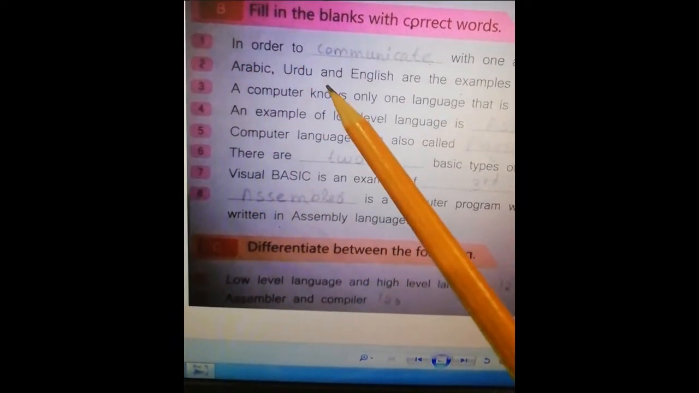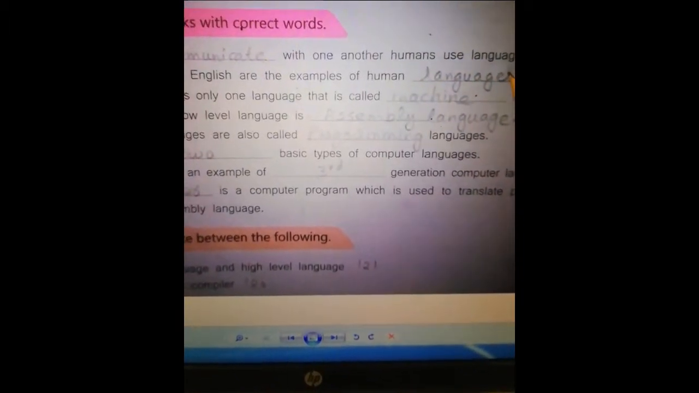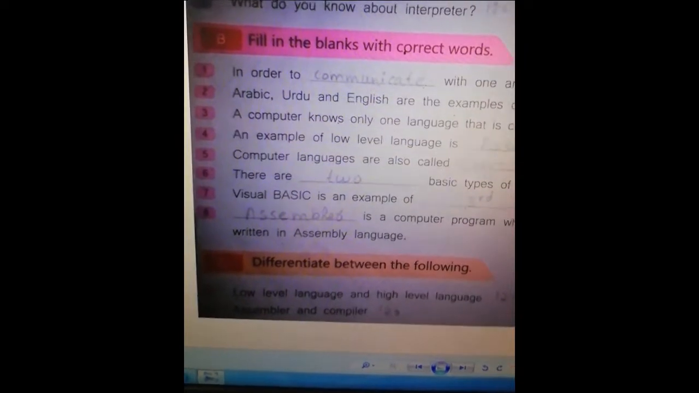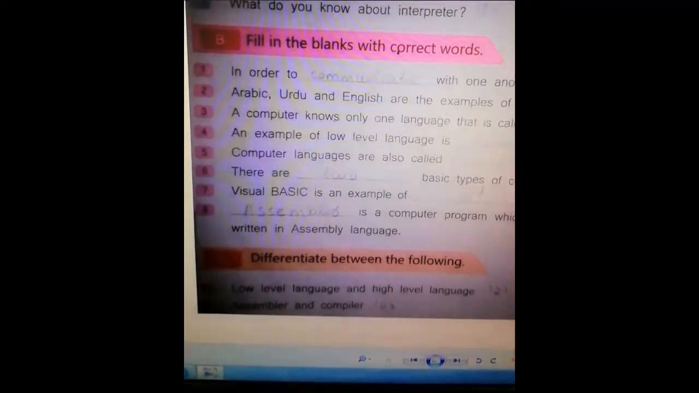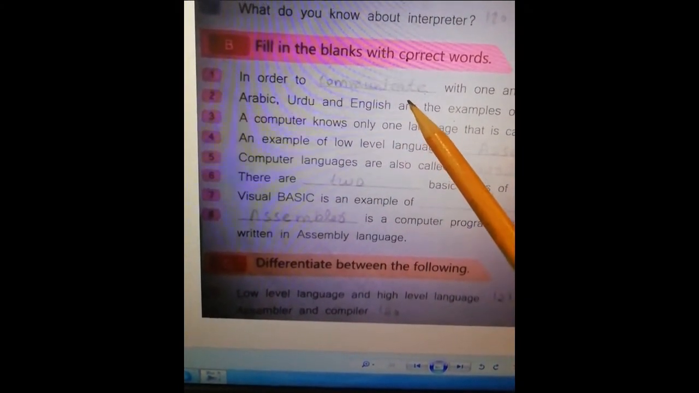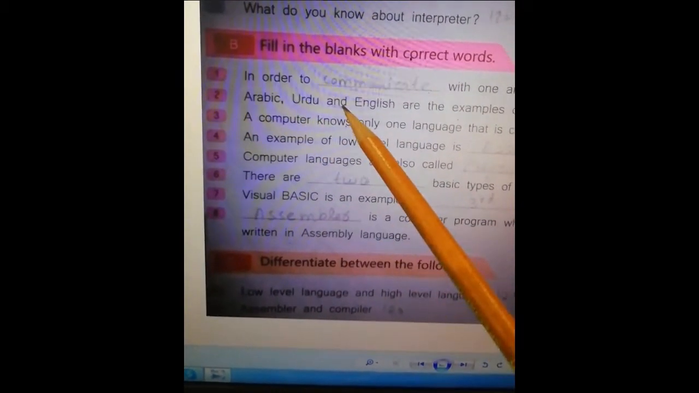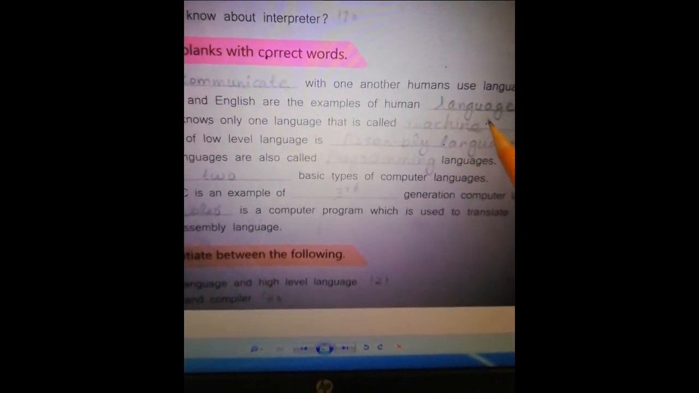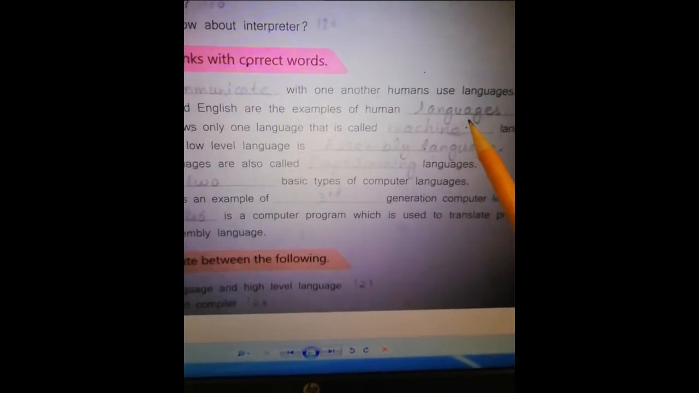Number 1. In order to dash with one another human used languages. The answer is communicate. As we know, languages are the source of communication. So, in the blank, communicate is used. Number 2, Arabic, Urdu and English are the examples of human dash. These are all the human languages, so the answer is languages.